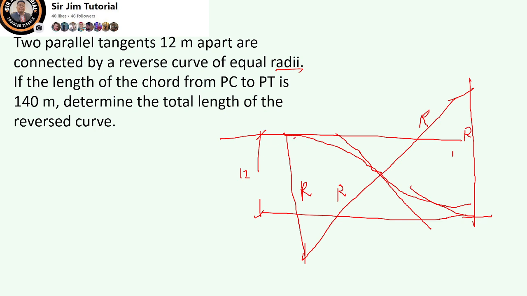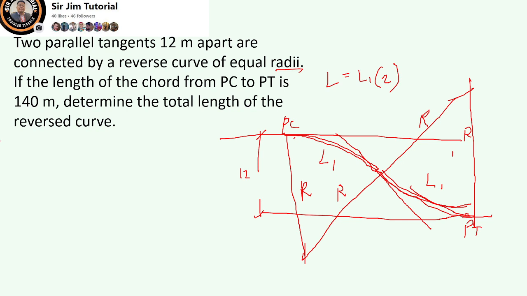In other words, this curve length is the same with this curve. If this is L1, this is also L1. So if this is PC and this is PT, the total length of curve for this reverse curve is just L1 times 2. For this type of problem, because they are symmetrical, they have the same radius.